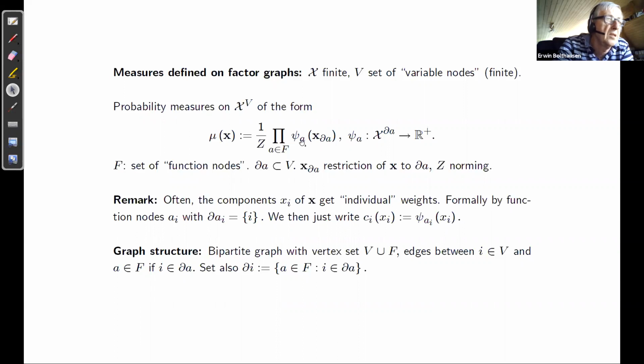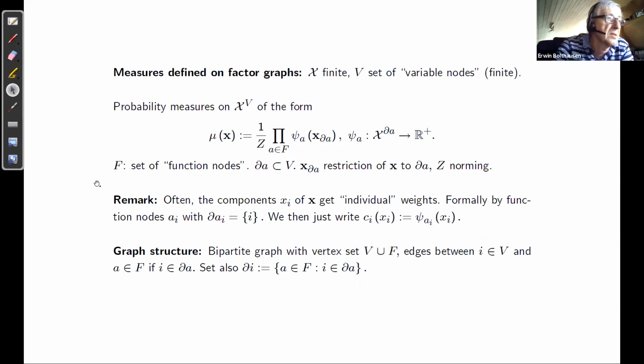And then to every A there is attached a subset of the variable nodes. The function is mapping this restricted product space to the positive real line. Then what one is doing is, you take an element X from this space, restrict it to what I would call the boundary of the function node, and apply psi A, and then take the product over all of them. And if I want a probability measure, of course, I normalize it. I'm taking F, capital F, as the set of function nodes.